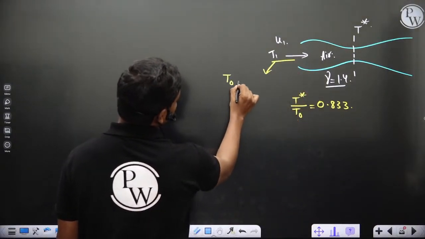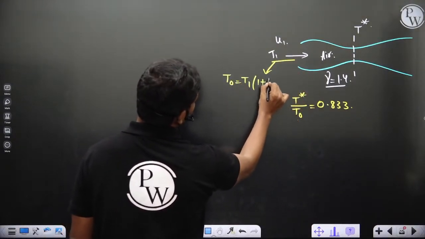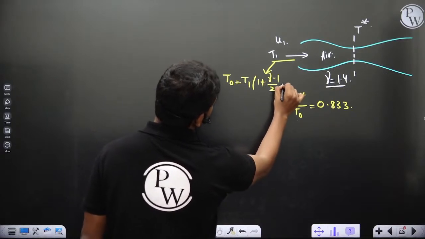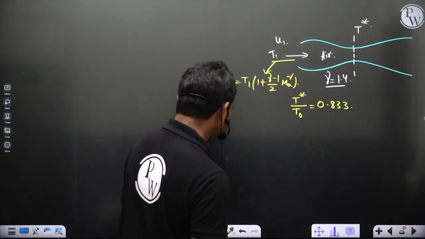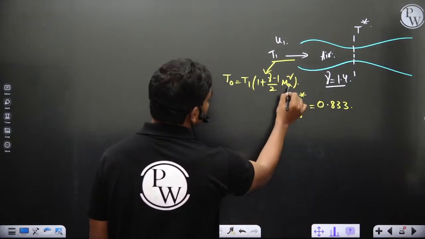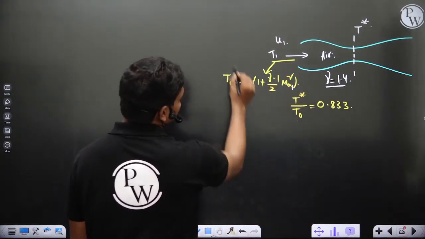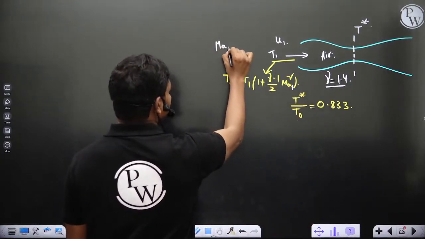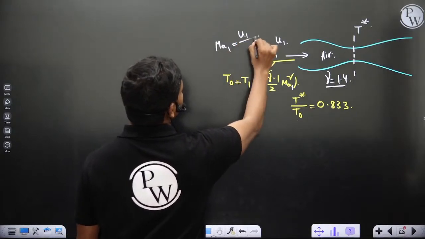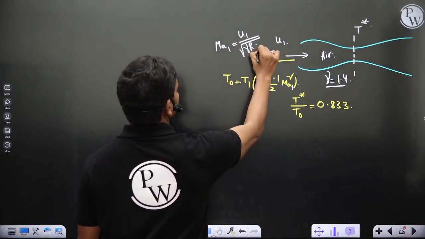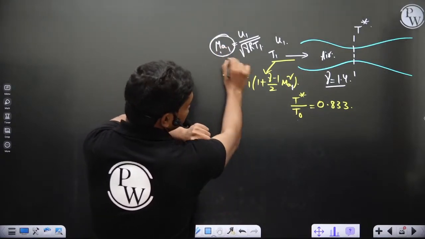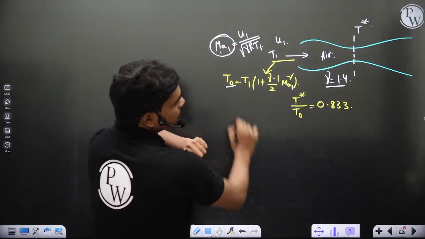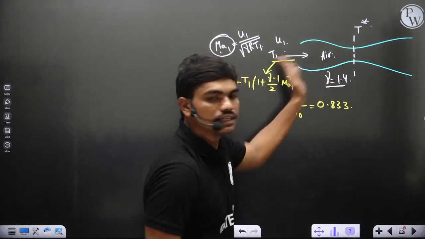T naught is nothing but T1 into 1 plus gamma minus 1 by 2 Mach square. At this point you can also calculate the Mach number, Mach 1 square. So let's say this is 1 at the upstream condition. Mach 1 is equal to U1 divided by square root of gamma R T1. So T1 is known, U1 is known, you can calculate this. If you can calculate this, you can put it here and calculate T naught, and T naught remains the same all over the zone.